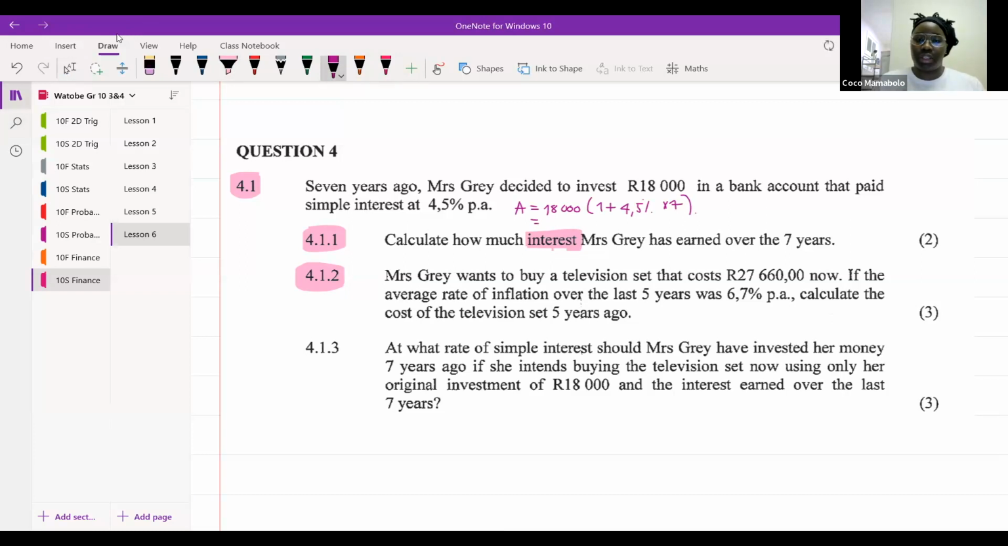We would get 23,670 Rand. But they don't want the accumulated amount, they want the interest. So how much interest did she get from this? We know that now she has 23,670 and she had 18,000, correct? So we need to take the one and minus it from the other. So how much interest has she made? 5,670. Okay. You're only going to get 1 mark for this calculation.